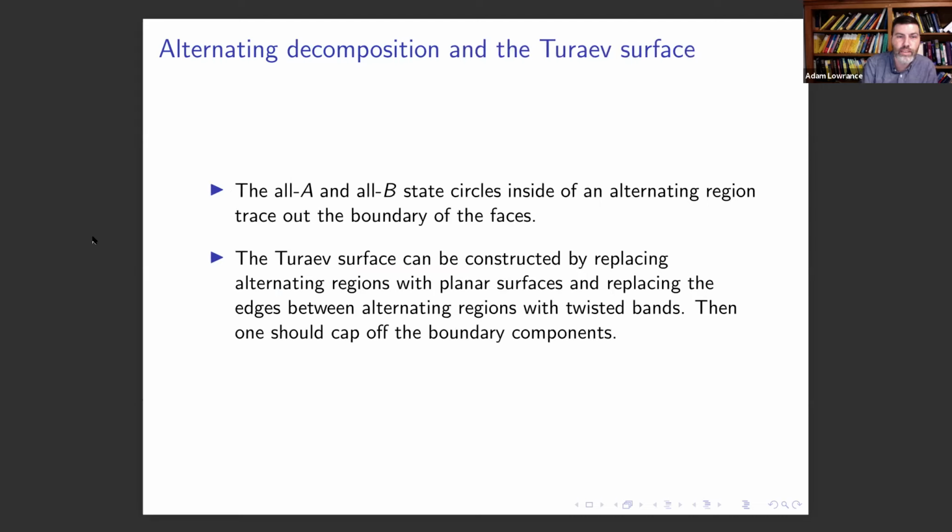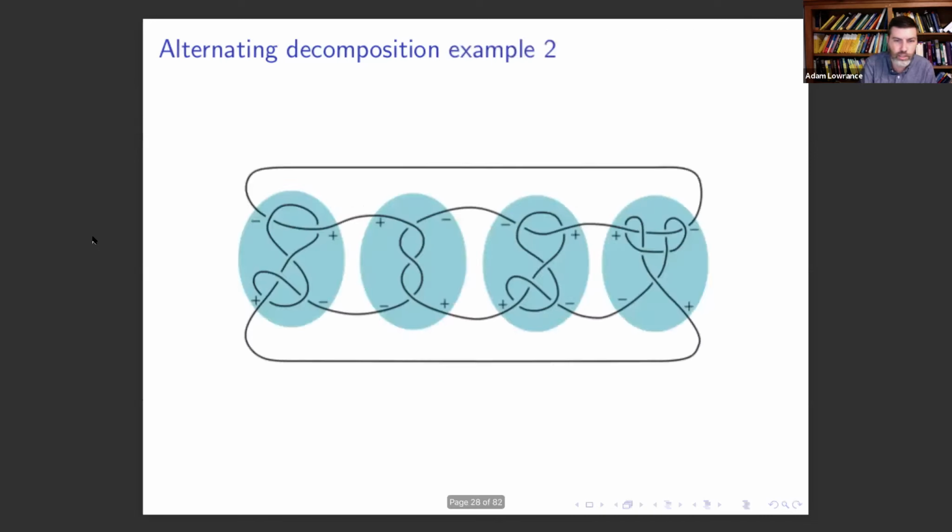And what happens is when you draw the all A and all B state circles inside of one of the alternating regions, all you're going to do is trace out the faces inside the alternating region. So just to go back to the picture, one circle would trace out this face, one circle would trace out that face, and so on. And then when you cap those off with disks, of course, you're just capping off the faces that are completely contained within the alternating region.